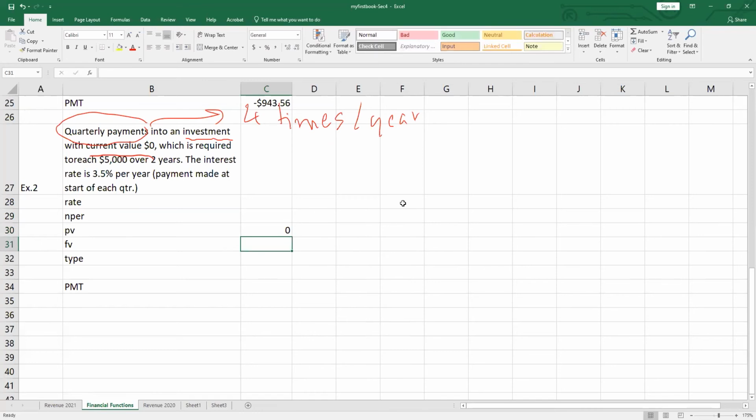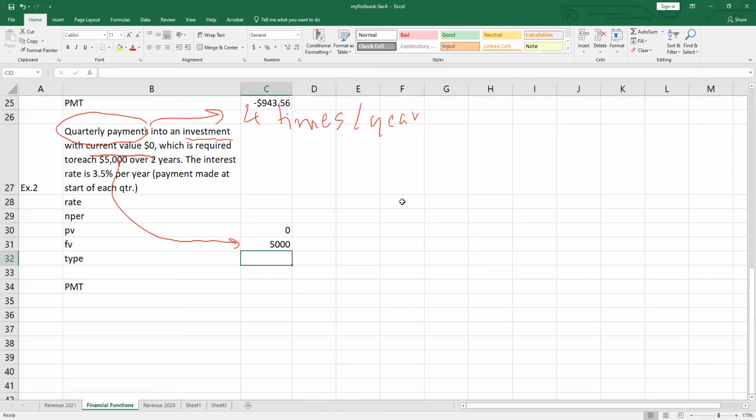Okay. Next, the goal is to reach 5,000 over 2 years. When you want to have 5,000, that means in the future, when the contractual period of the investment finishes, you want to get 5,000. That means 5,000 goes to your future value. And at that time, the money 5,000 will be in your pocket. So that's why it will be positive 5,000.